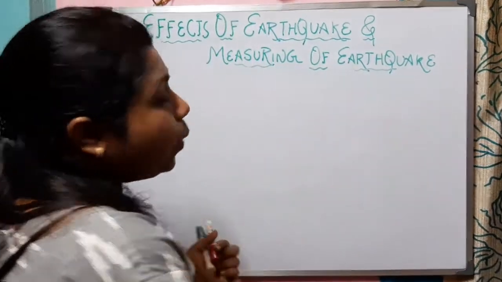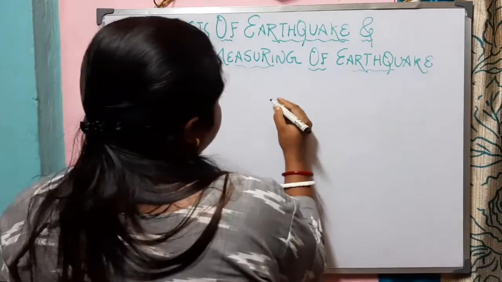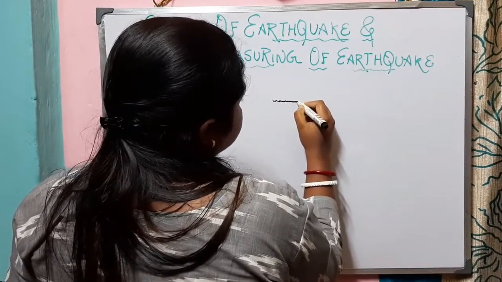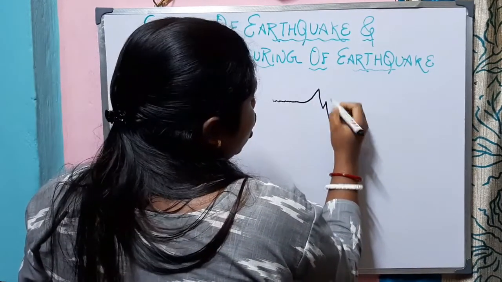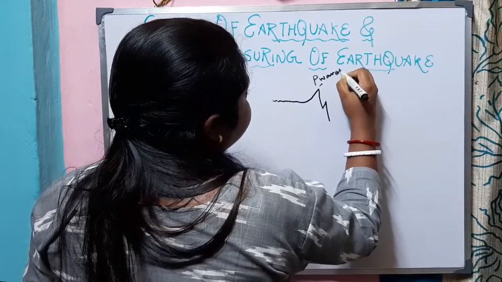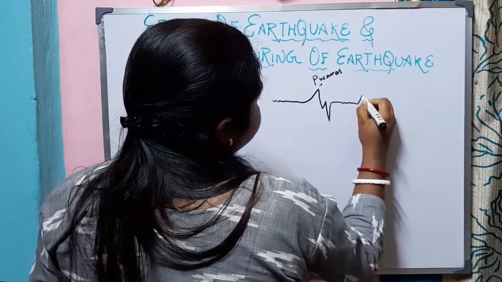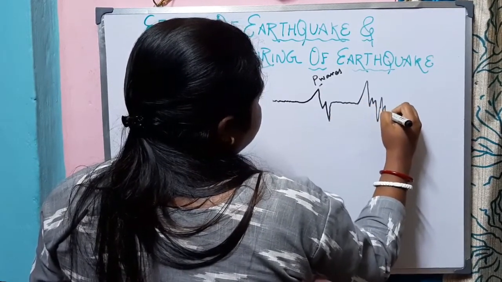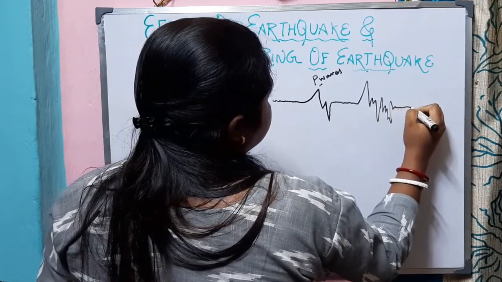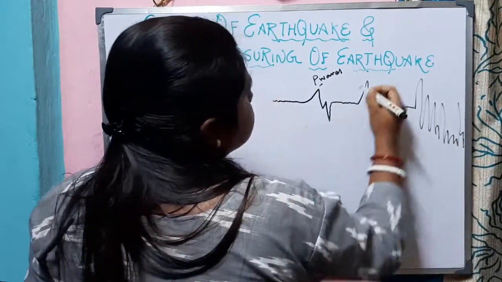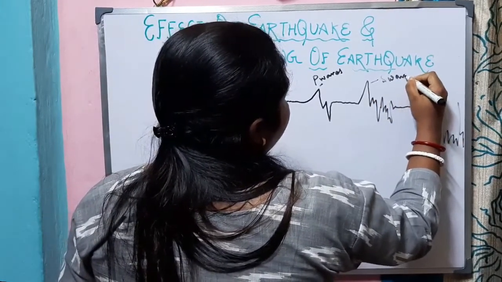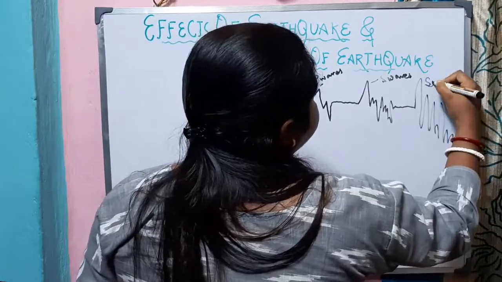Already we have discussed that the earthquake waves are recorded in the seismograph. Now, how are the earthquake waves recorded? These are the normal waves. These are the P waves, which are the first waves to reach the surface of the earth. Then we have the S waves, and then the surface waves are recorded. In this way, the waves are recorded in the seismograph.